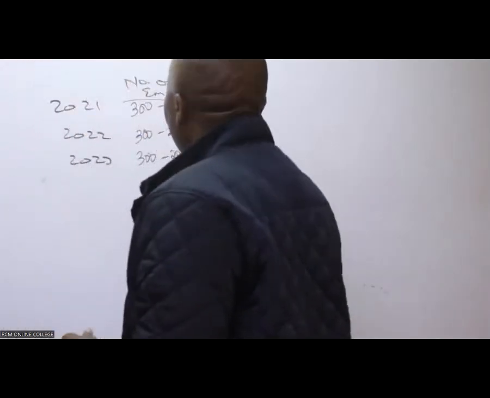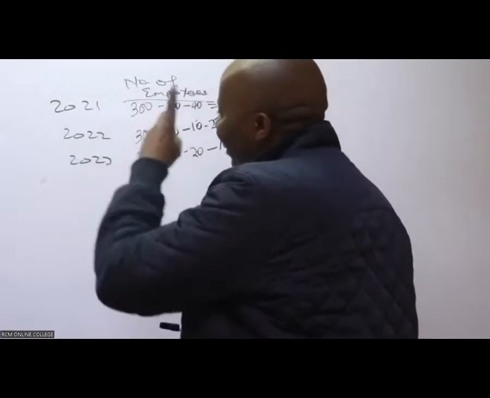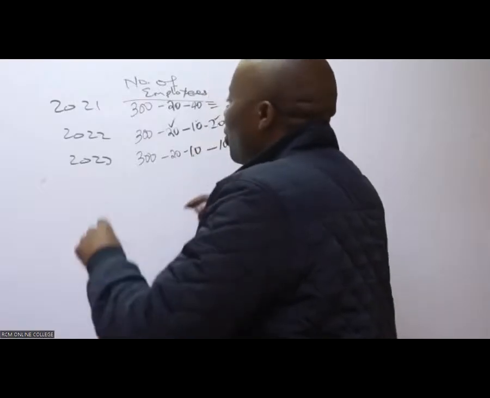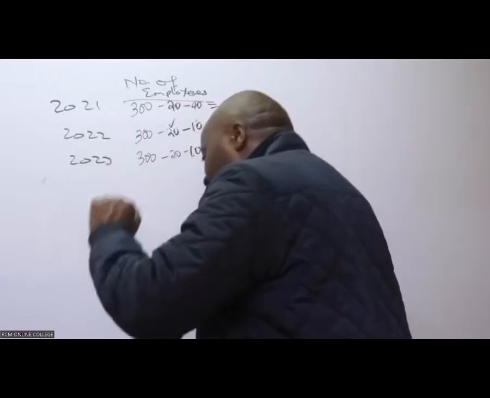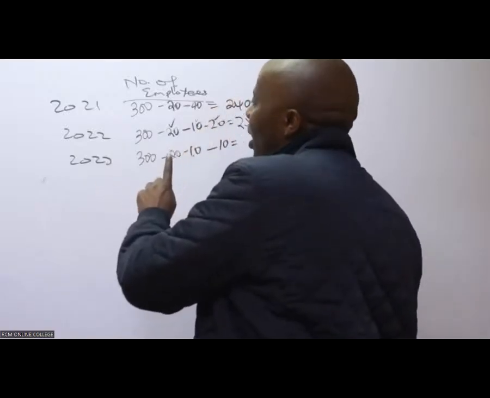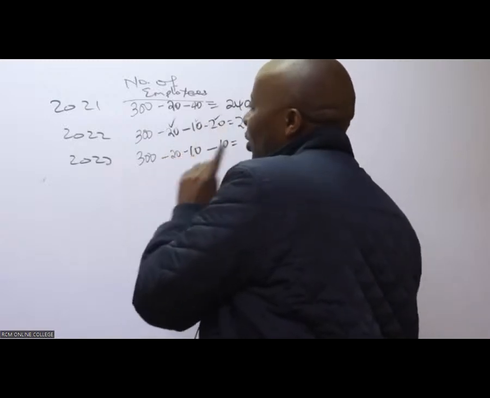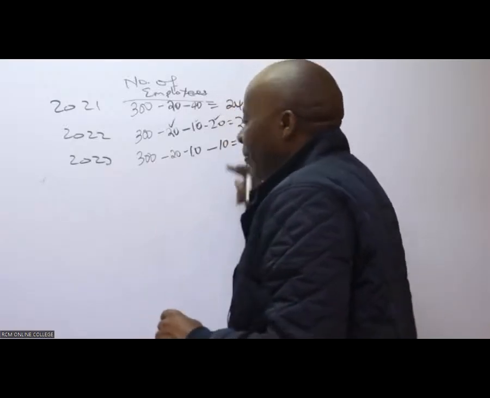300 minus 20, that actually left us in 2021. Minus 10, that actually left us in 2022. Remember, in 2023 we are working with the actuals that left us. We are told here 20 actual left us in 2021, 10 actual left us in 2022, and 10 actual left us in 2023. So you should have it this way, which will give me what number, somebody here?